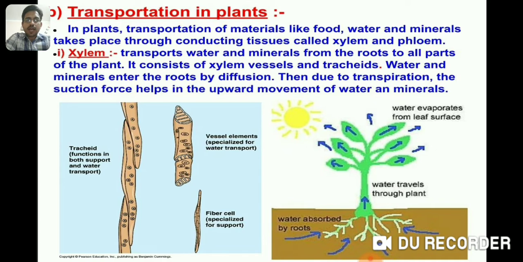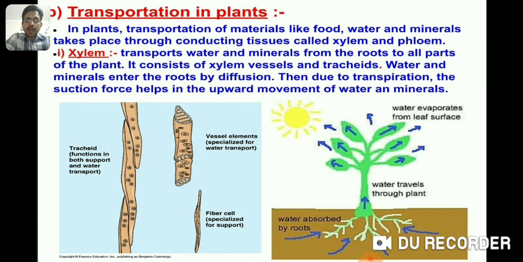It consists of xylem vessels and tracheids, whose detailed study you have already done in ninth standard. Water and minerals enter the roots by the process of diffusion. Then, due to transpiration, the suction force helps in the upward movement of water in tall trees.